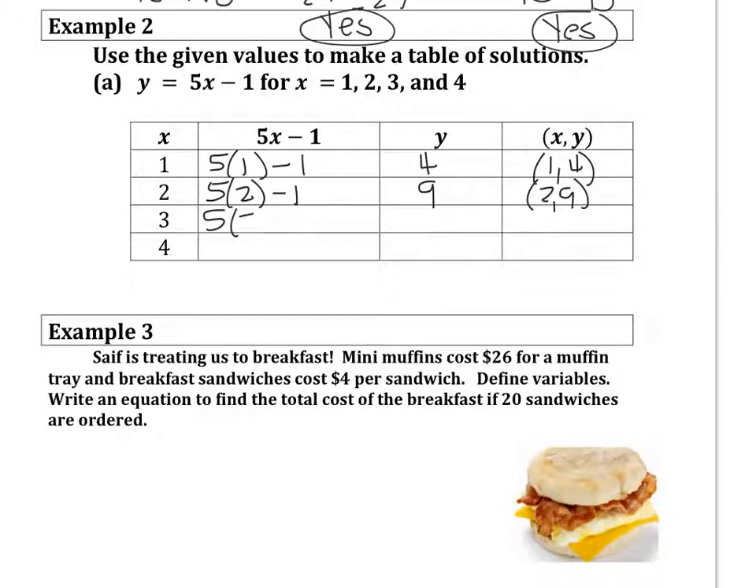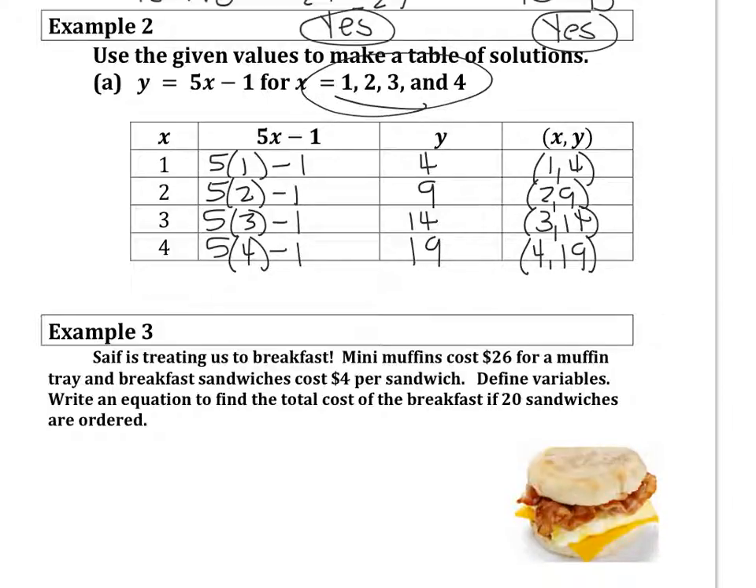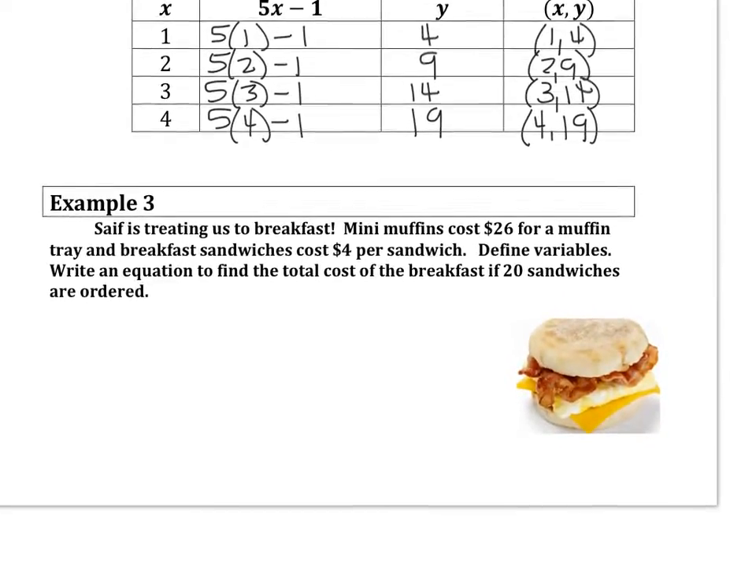I'm going to try that with 3. 5 times 3 is 15. Minus 1 is going to be 14. So we have 3, 14. And then lastly, we're going to substitute 4 in. 5 times 4, 20. Minus 1, 19. So 4, 19 is a solution. What if we kept going? If we put in 5, 6, 7, 8, we could make an infinite table of solutions that would work given any sort of input that we put in there. So if we control the input, then we can write down whatever the output is subsequently.